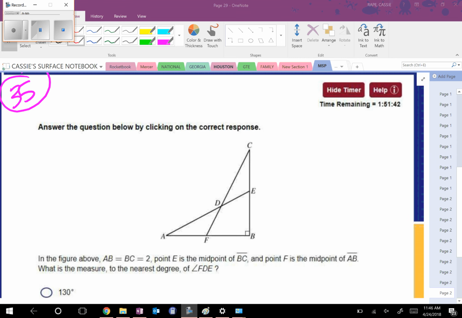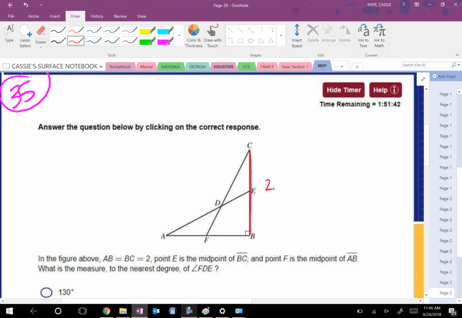Okay, this is question 35. You're given that AB and BC are both 2. So that whole thing is 2, and from A to B, this whole thing is 2. You're told that E and F are the midpoints of their respective sides, which means that these little pieces are 1, 1, 1, and 1.